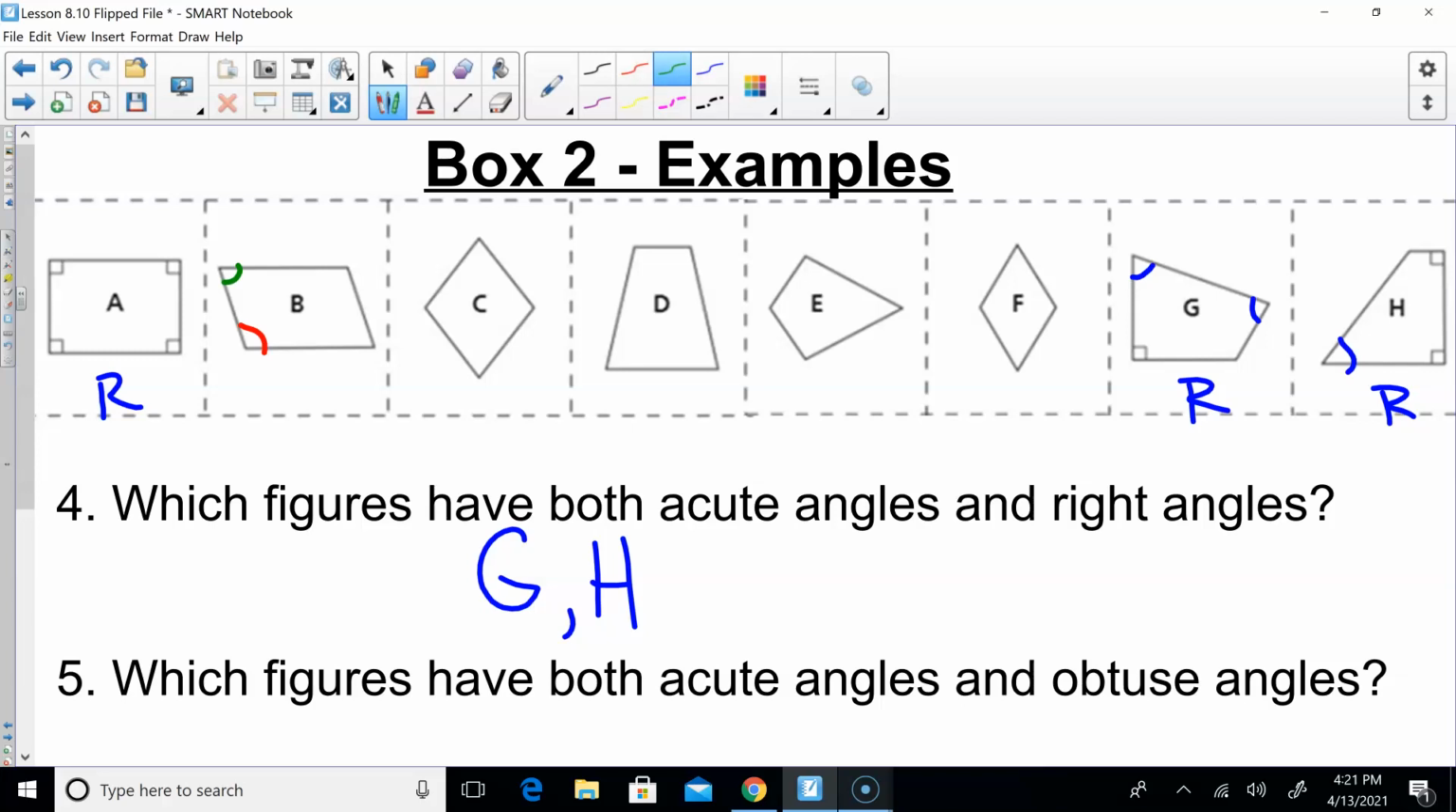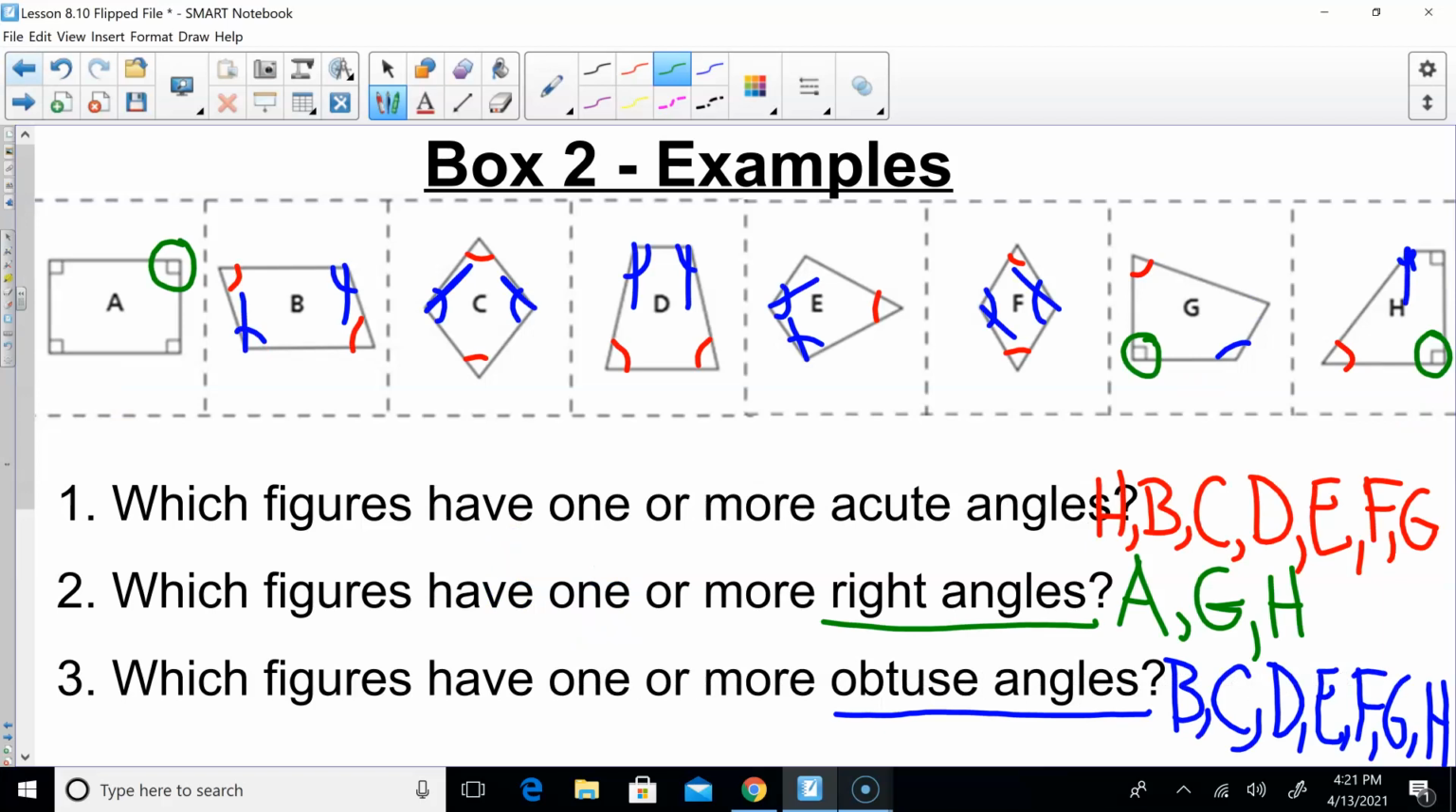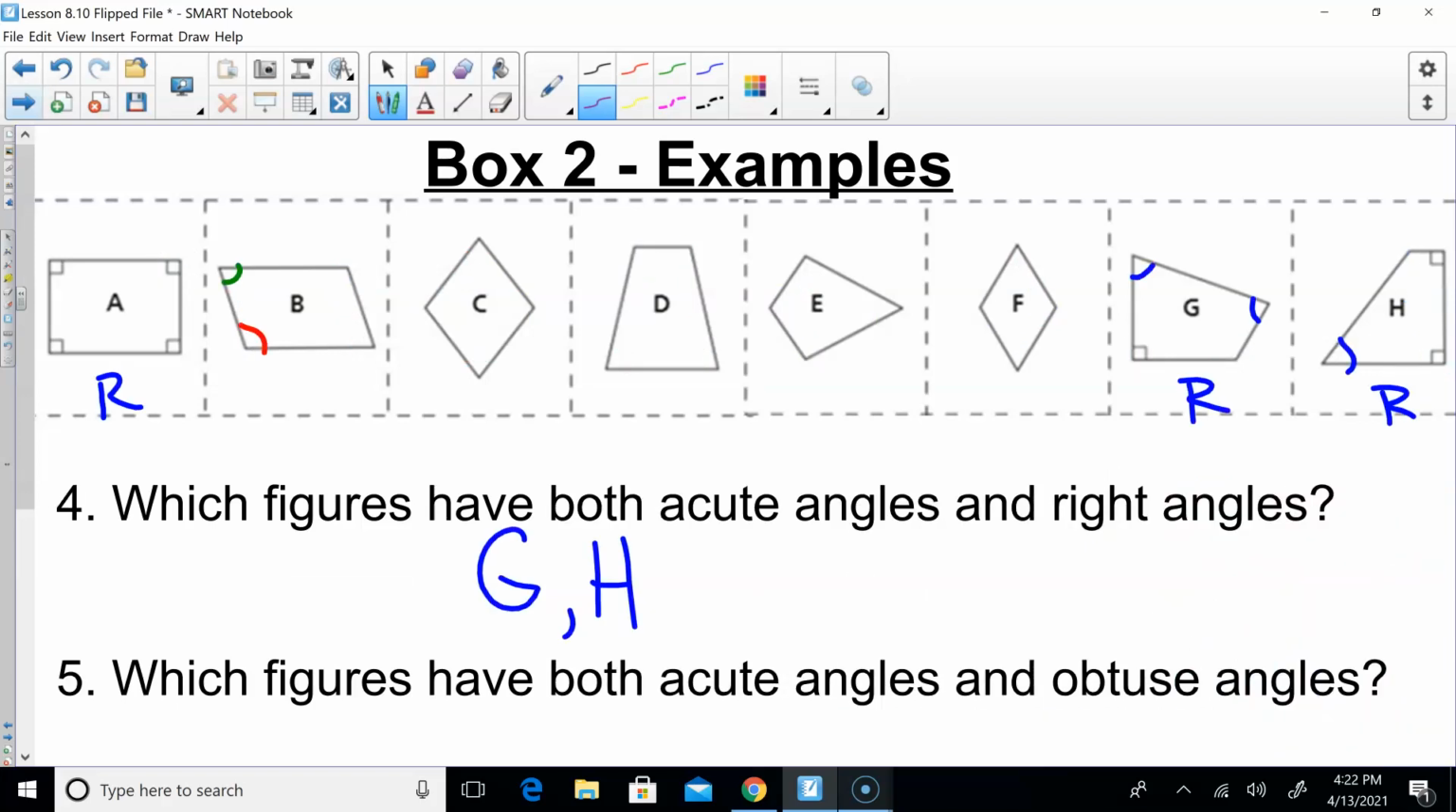I'm going to do this. That's what took good notes last time. We're going to notice right here, we've got B on both the ones. We got C, we got D, we got E, we got F, we got G, and we got H. So if we look back at those, every single one of those had acute and obtuse angles, except for A. So with that one, which figures have both acute angles and obtuse angles? B, C, D, E, F, G, H.